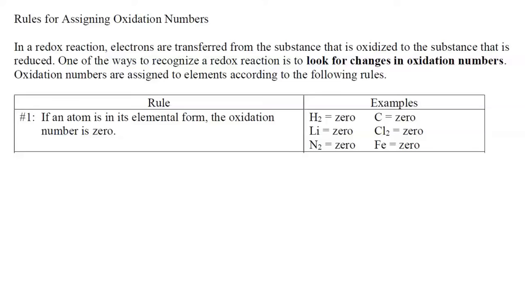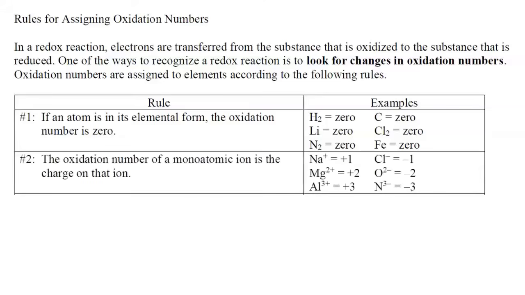Number 1, if an atom is in its elemental form, the oxidation number is 0. And you can see examples of hydrogen, lithium, nitrogen, carbon, chlorine, and iron. There's no charge. These are just elements, so the oxidation number is 0 for all of these examples. Number 2, the oxidation number of a monoatomic ion is the charge on that ion. So in each of these examples, we have a +1 or a +2 or a +3 or a -1, -2, -3. The charge on that ion is the oxidation number.